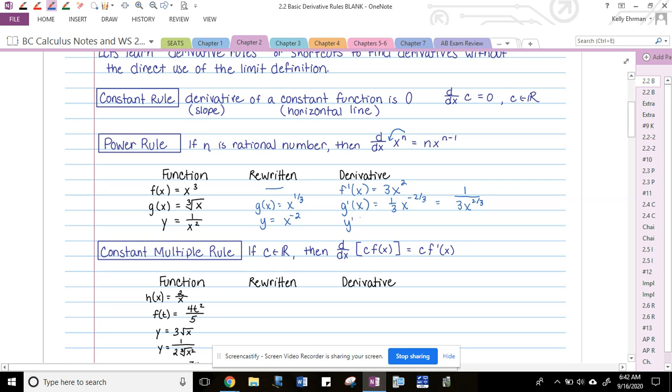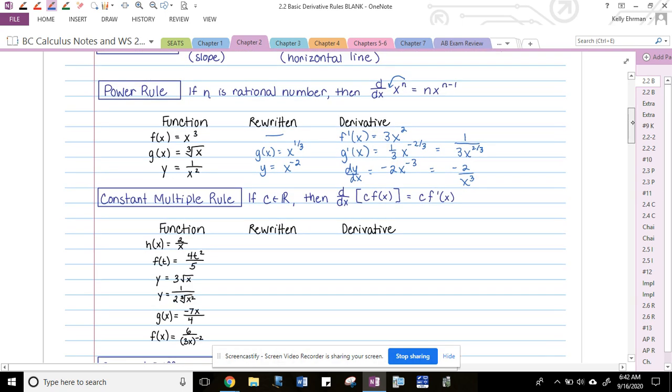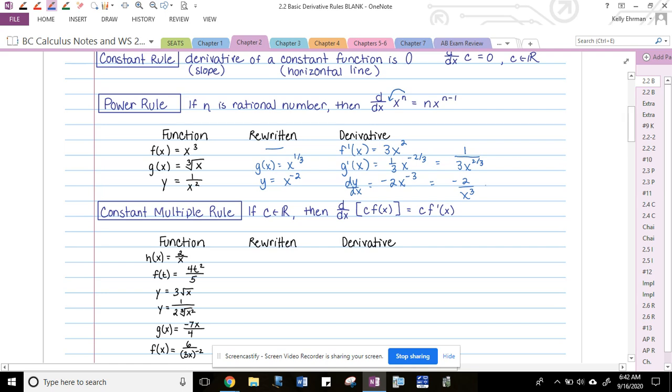So y prime of x. Or how about this? Instead of y prime, just so we don't forget about notation, we could also do dy dx. dy dx is equal to negative 2x, negative 2 minus 1 is negative 3. So this would equal negative 2 over x to the 3rd. So get used to rewriting things because usually it's not just find the derivative, it's find the derivative and plug a number into it. We need to be able to do that correctly.